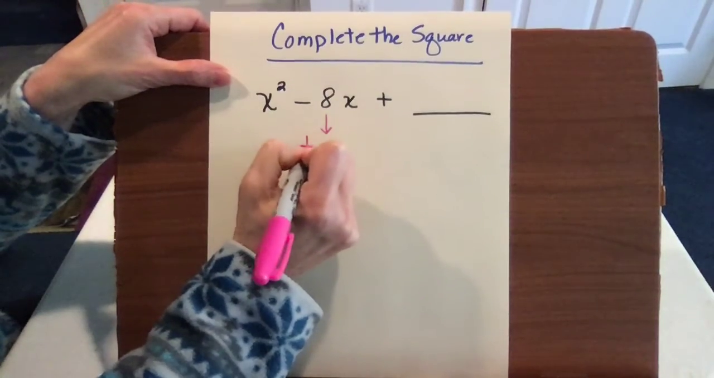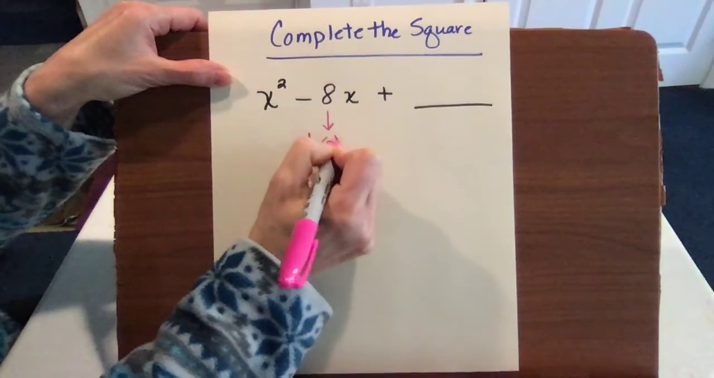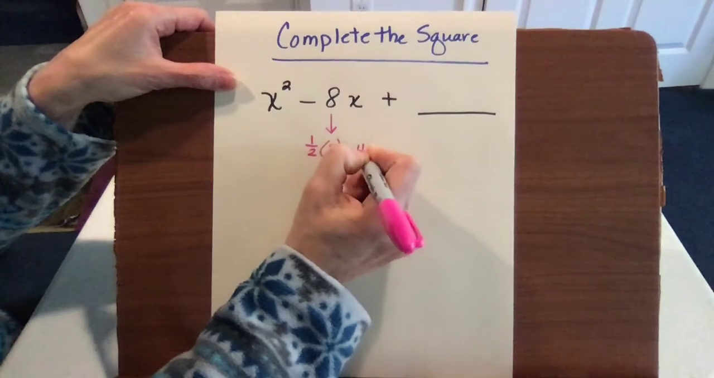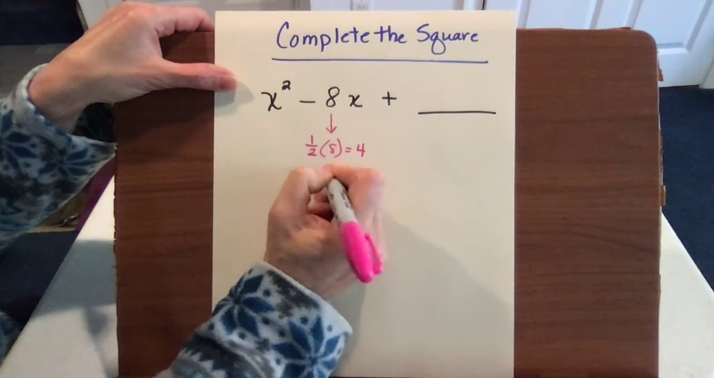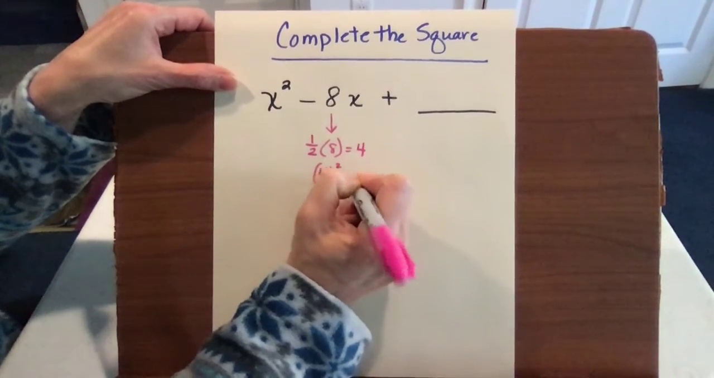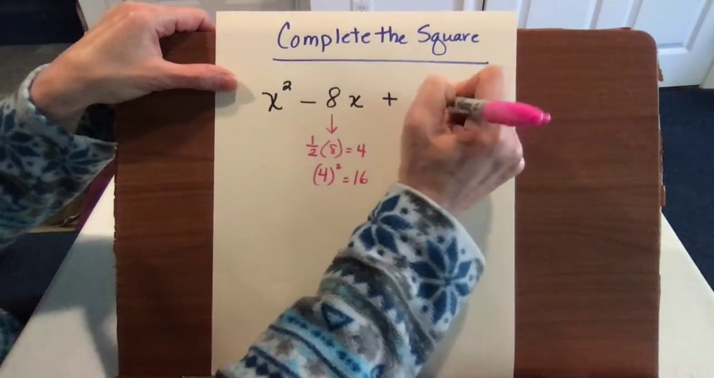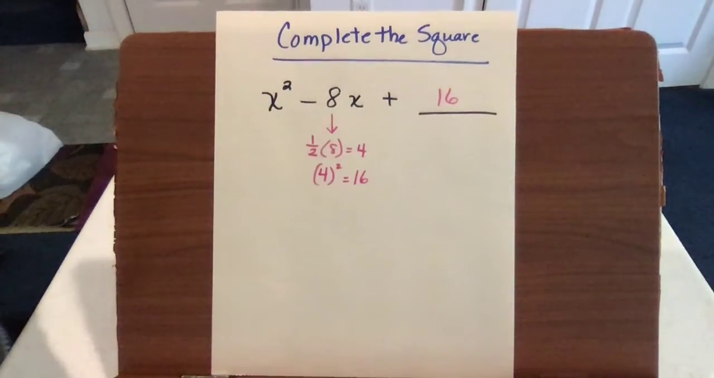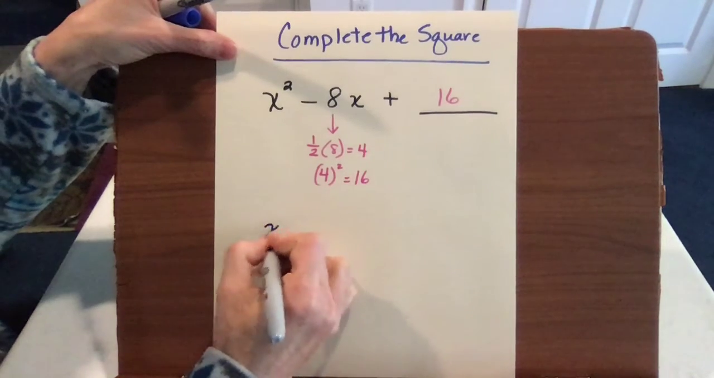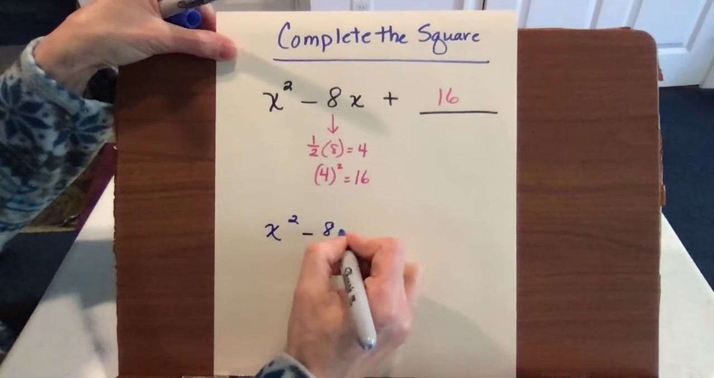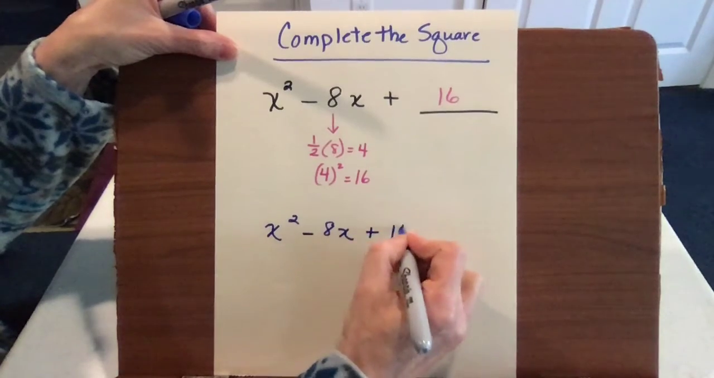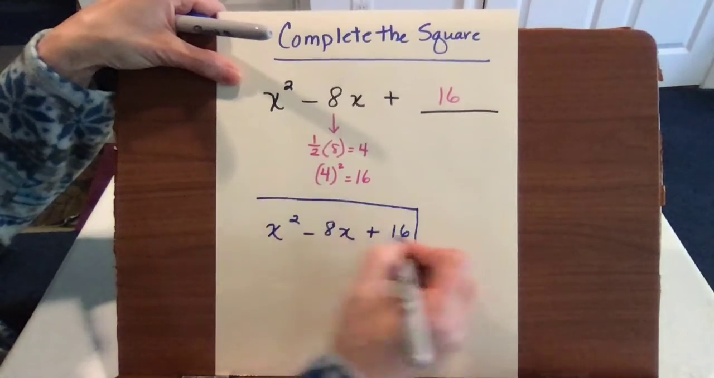So we do half of 8, and half of 8 equals 4. And then we're going to take 4 and square it, which is 16. And we're going to add 16, and you have completed the square. So x squared minus 8x plus 16 is the completed square.